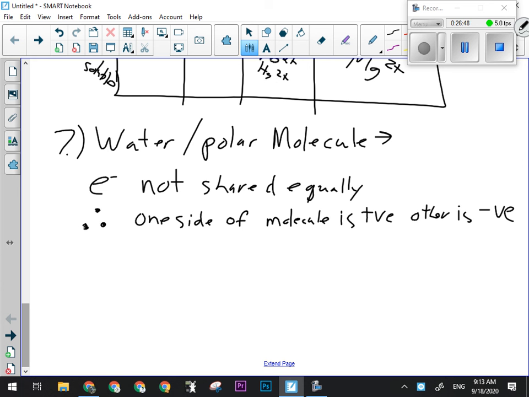Next thing we need to know, if one side is positive and one side is negative, what are some things that might happen? Repulsion at the point of freezing for water. Okay, for water, yes. Repulsion at the point of freezing is why water expands when it freezes. It's not true for all polar molecules, but water does do that.